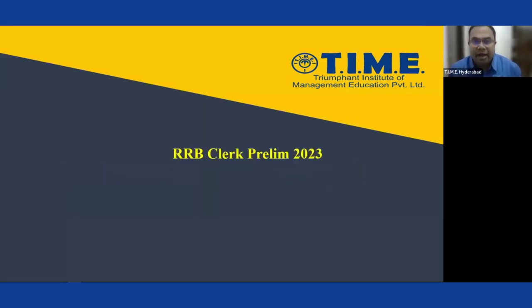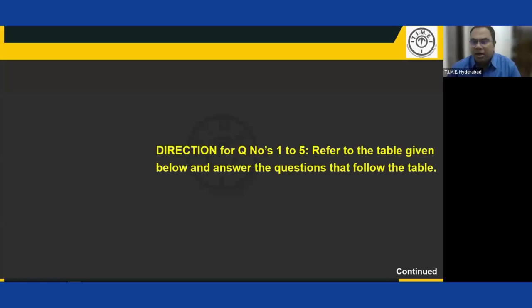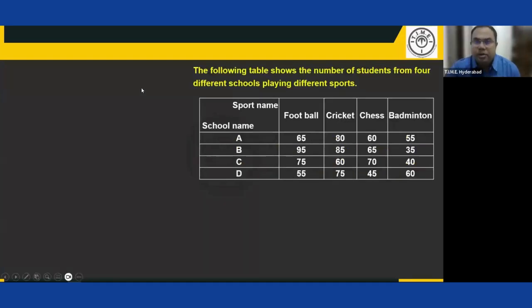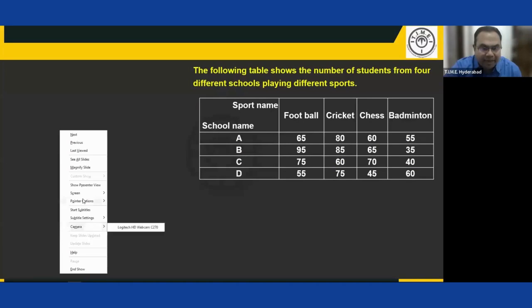So the first set is RRB Clerk Prelim 2023, which appeared last year in your RRB Clerk Prelim exam. Okay. So the directions are: refer to the table given below and answer the questions that follow the table. So this is the table, students. But before that, let me give you the breakup. We'll look at this table. Let me give you certain basic information about your data interpretation.